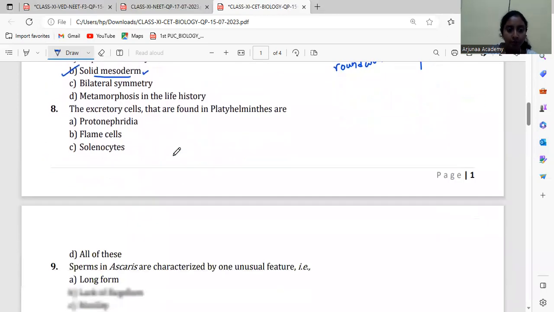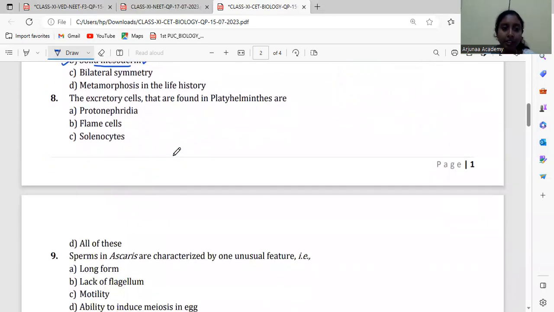Then eighth question, the excretory cells found in Platyhelminthes. The only name we know in the NCERT book is flame cells. Flame cells have different names. Flame cells are also called protonephridia or solenocytes. The answer will be all of these.